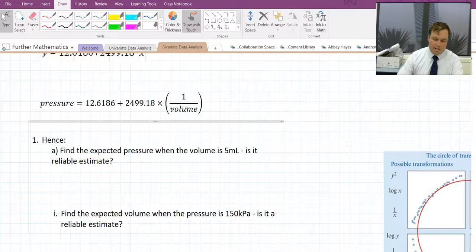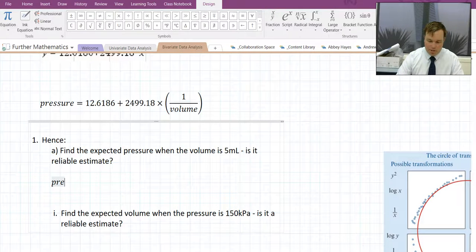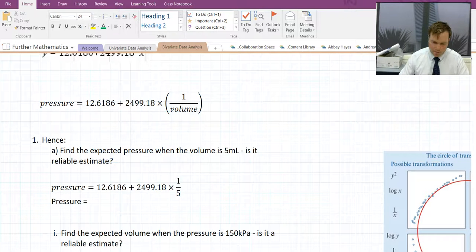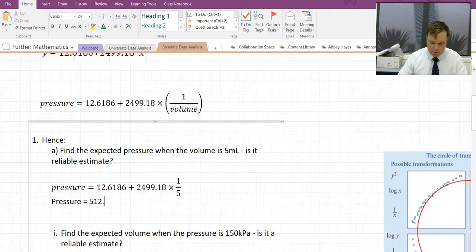So, here you would type in pressure is equal to 12.6186 plus 2499.18 times 1 over 5. Give me a sec while I work that in the calculator. Alright, so pressure equals 512.45.